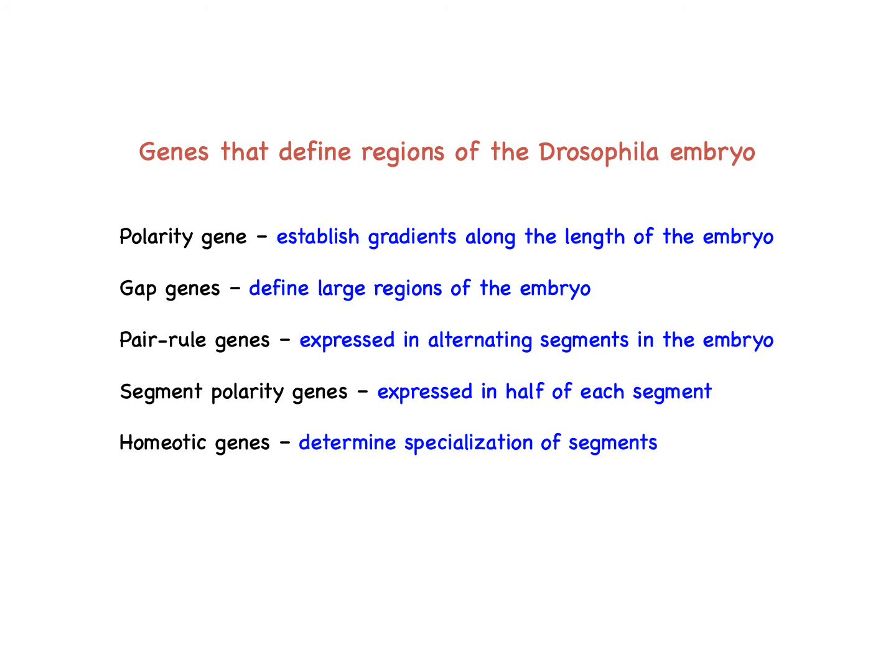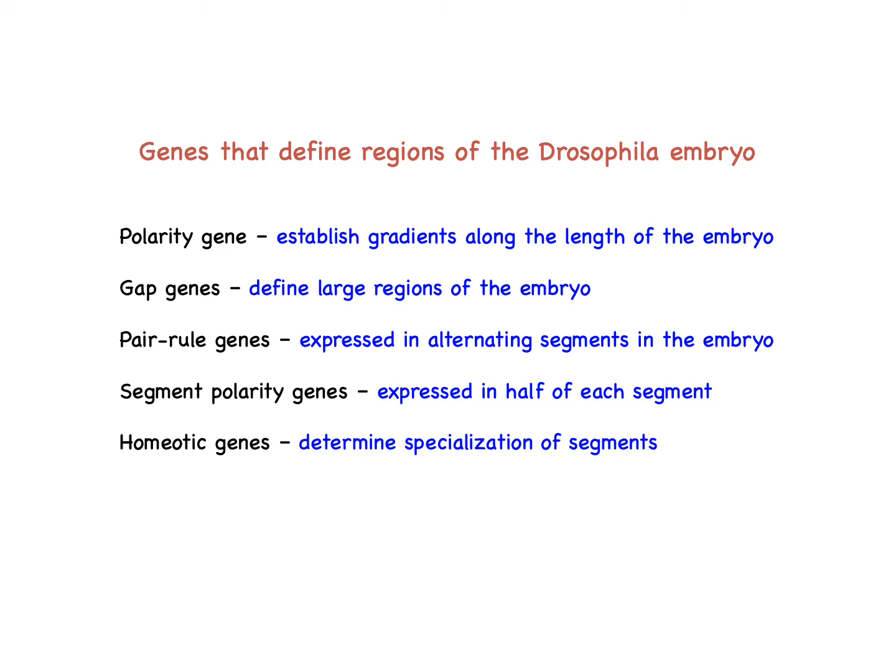turn on a set of genes that start to identify these segments. And these are called pair rule genes, and they're expressed in alternating segments. So there are 14 segments in the developing fly, and so each one of these pair rule genes will be expressed in 7 regions along the fly. And there are 8 pair rule genes that are each offset by 1 cell.